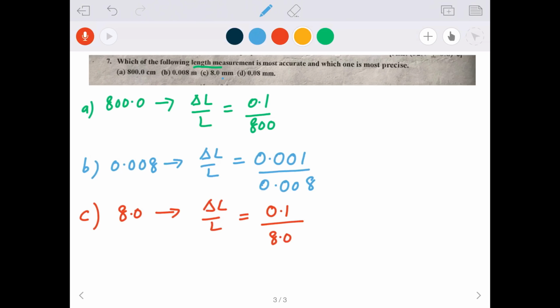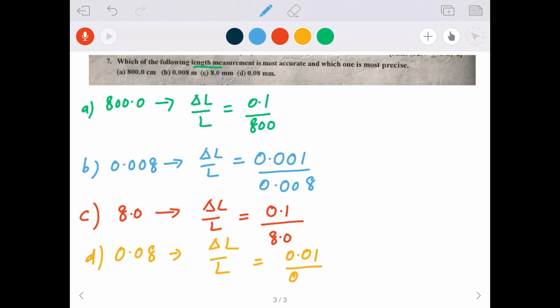So finally the CD I can write it as 0.08, which is given, that is delta L by L, which is equal to 0.01, because after the decimal point we have two values. So 0.01 divided by 0.08. So we will do this one, that is 0.1 divided by 800. So how can we do? This is simple, 1 divided by 8000.